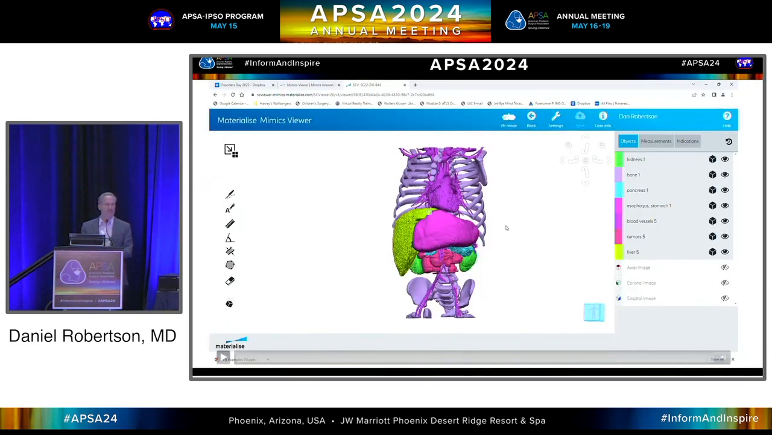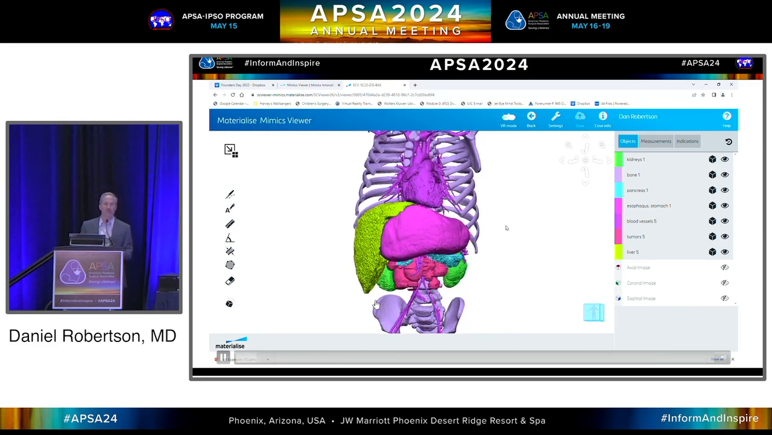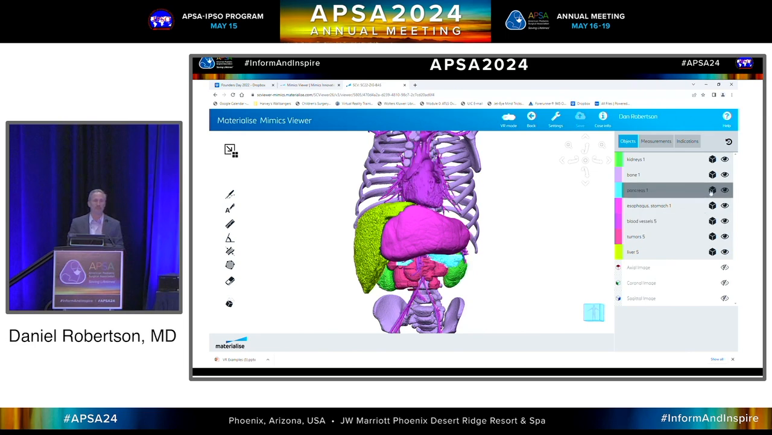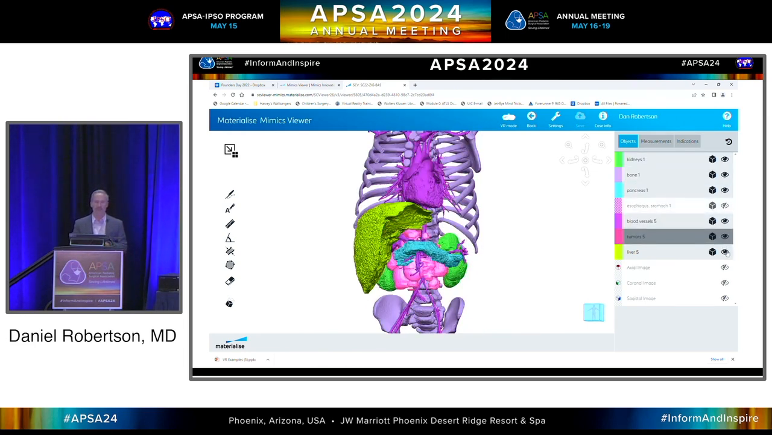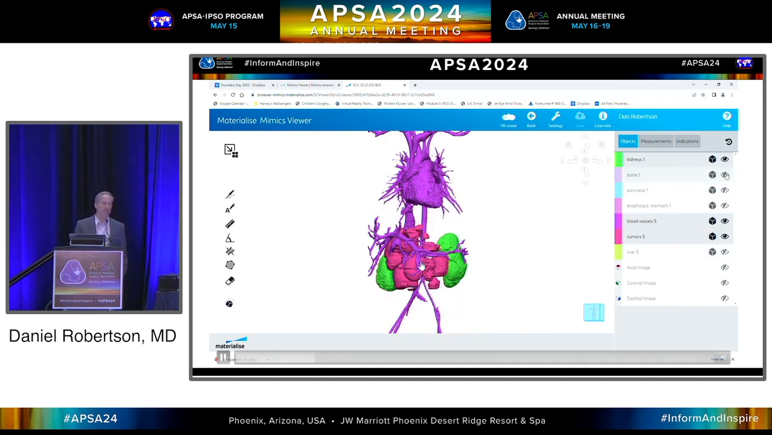There we go. So this is the software we use for segmentation, actually. It's Materialise Mimics Viewer. And you can do a number of things as you're doing the segmentation and then afterwards. So sometimes I'll just bring a laptop with the model on this Materialise Mimics Viewer, or you can view it in Induvo. This case is of a neuroblastoma that was treated with chemotherapy. The tumor will get the pancreas out of the way, and you can see the tumor in that dark pink, and then you can see the relationship to all the vessels.